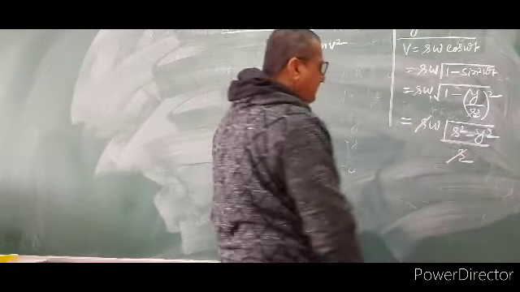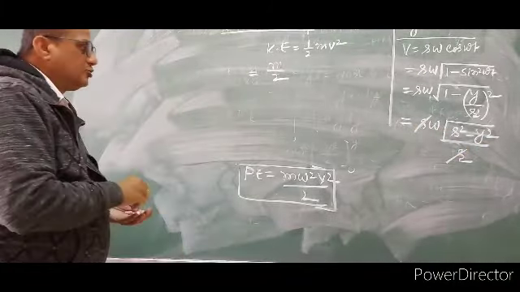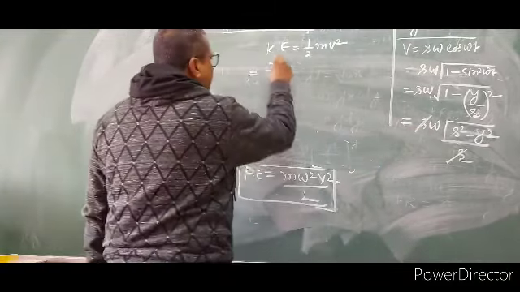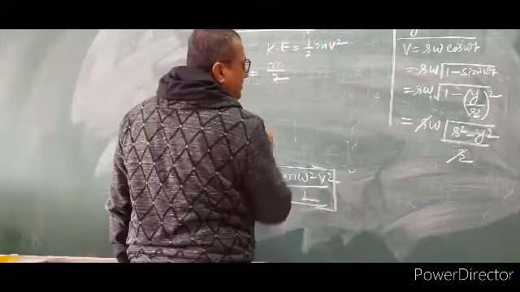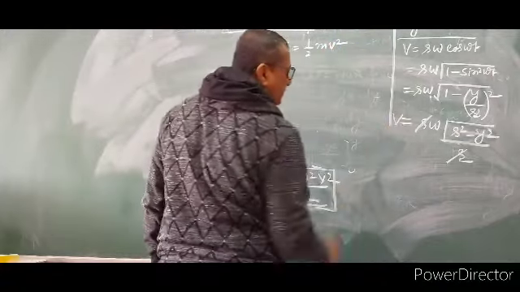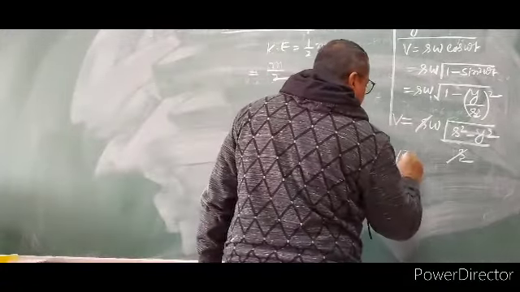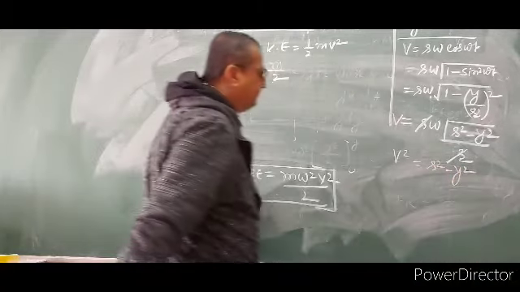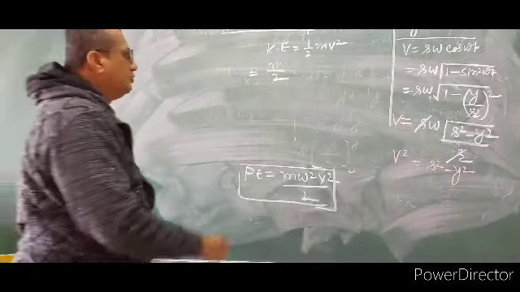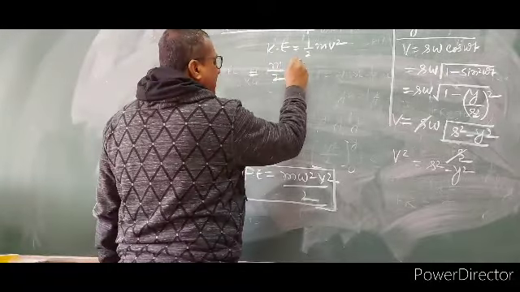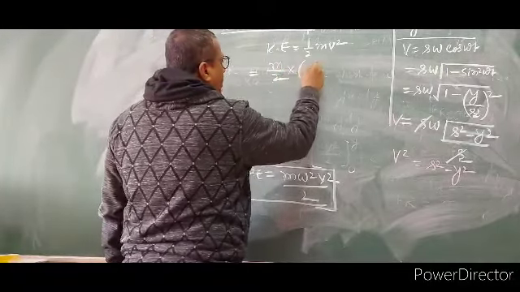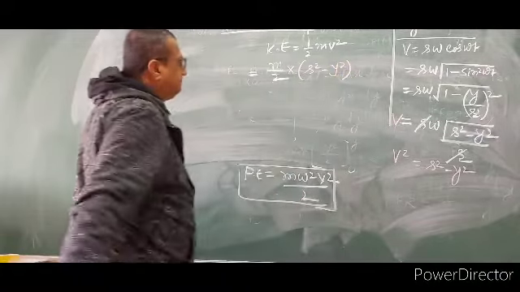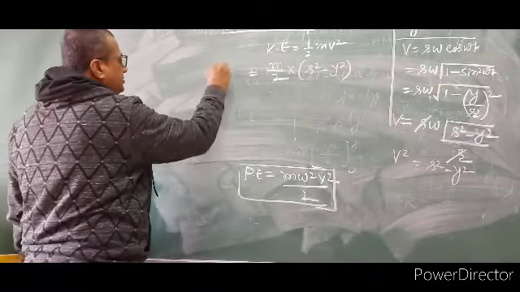R will be cancelled. So we got here, half m, or m by 2, in place of v square. So v square will be omega square times r square minus y square. This is the kinetic energy.